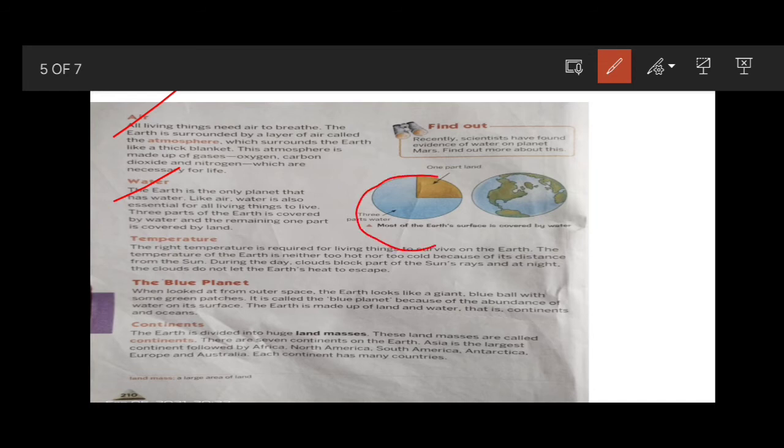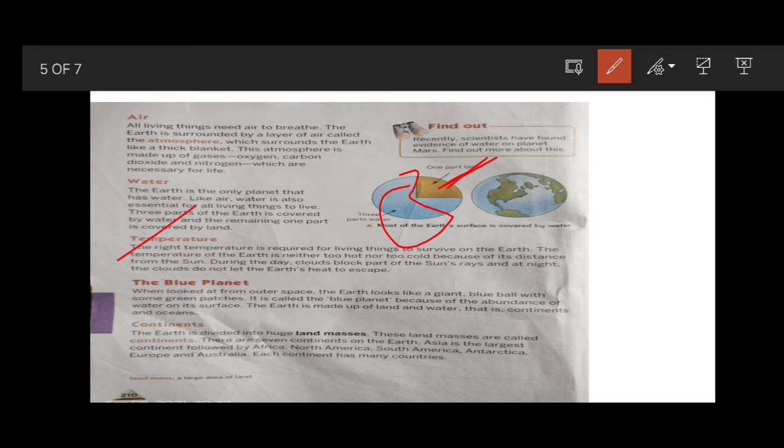This is the Earth. If we divide the Earth into 4 parts, 3 parts of the Earth are covered by water and only 1 part of the Earth is covered by land. So only 1 part of the Earth is covered by land masses and all the other 3 parts are covered by water bodies. Next, temperature.